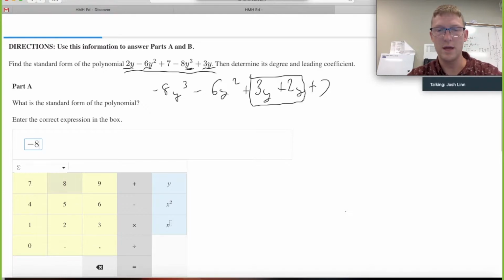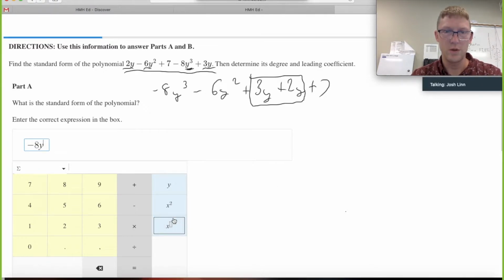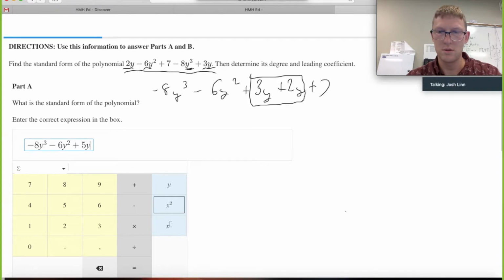So negative 8y to the power of 3 minus 6y squared plus, we said that was 5y, plus 7.